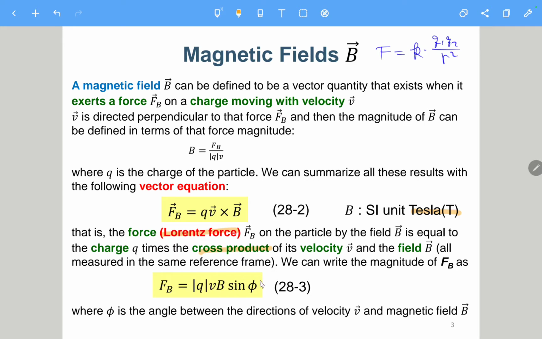Here is the scalar form, so you can still see F_B, Q, V, B there, but we have a sine of phi here. Phi is the angle between V and B, with a sign. If it were a dot product, you would multiply by a cosine theta rather than sine. But here this is a cross product, so rather than multiplying by the cosine of the angle between them, we multiply by the sine of the angle between them.